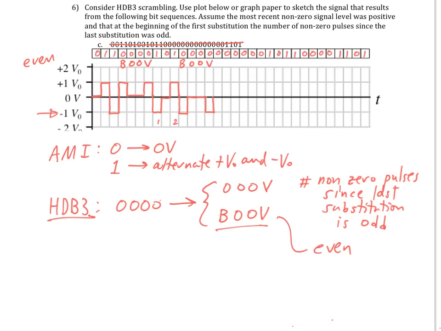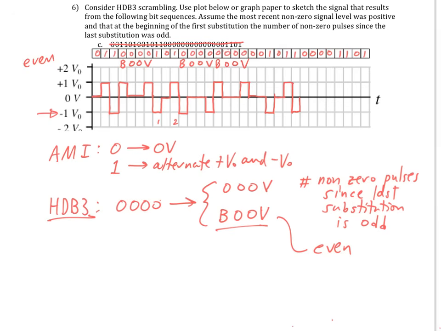Now I got 4 zeros again. I have to do another substitution, and there are clearly 0 non-zero pulses since the last substitution. Since these two substitutions are right in a row, 0 is an even number, so I get another B00V. Okay, and so the B acts like a normal 1, 2 zeros look like 2 zeros, and a violation goes like this. Now I have 2 more zeros, a 1, which gives me a normal bipolar, a 0, 2 1s in a row, and now I have yet another substitution.